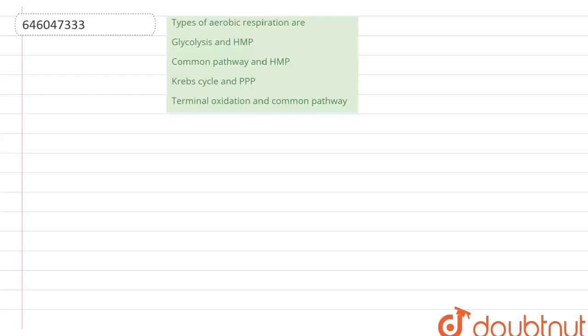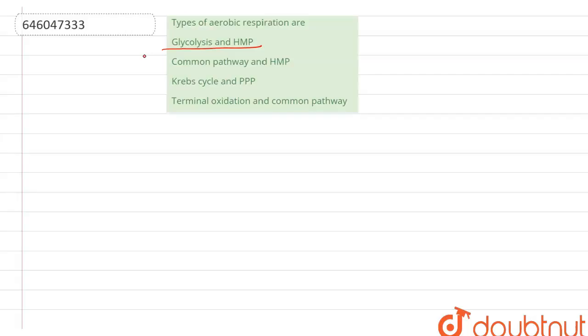Hello everyone. So today's question says that types of aerobic respirations are. In this question we have been given four different choices, and for this type of question option number 1 should be correct here. So let me explain the reason behind option number 1.